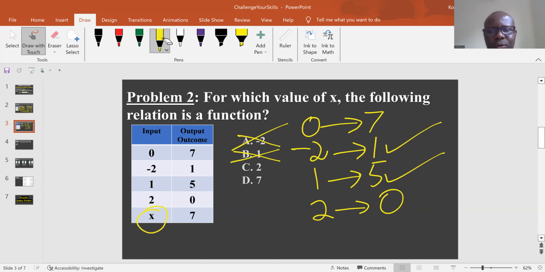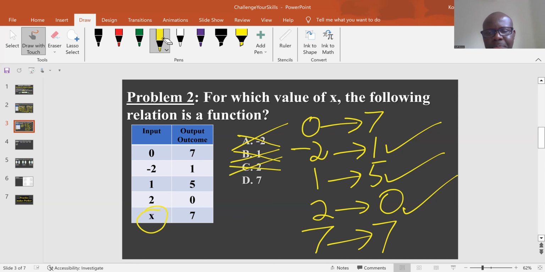C, 2. 2 also is out. Why? Because we already used the 2 for 0. We cannot use the 2 again for another number. No. 7. Yes, we can use the 7. So 7 can be used, and the 7 is related to that 7.